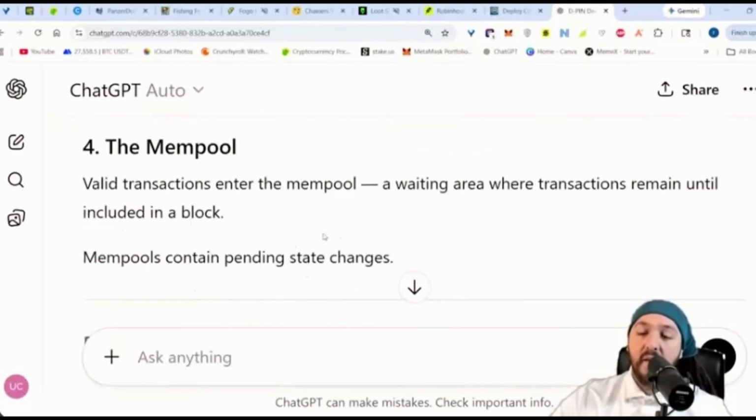Mempools contain pending state changes. So if you sent a transaction in, and I've seen people do this on Ethereum, MetaMask had this option for a long time. I don't know if they still do, where you could pick low, medium, or high, how fast you wanted the transaction to go. And what you're really choosing is how much money you want to pay in a fee.